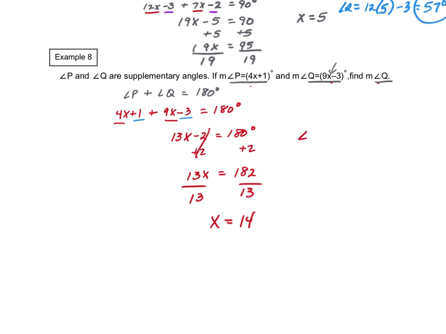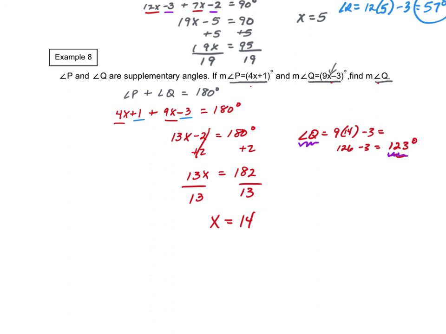Now, the angle Q is going to be 9x minus 3, and we said x is 14. So that is going to equal 126 minus 3, which is going to give me 123 degrees. There you go. That is the measurement of angle Q.